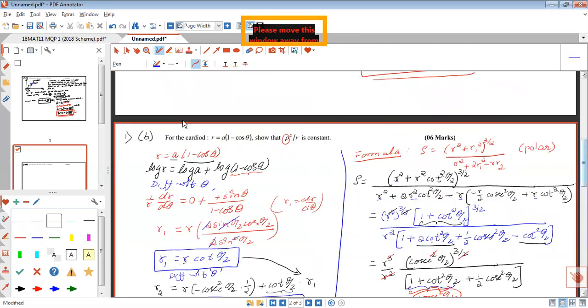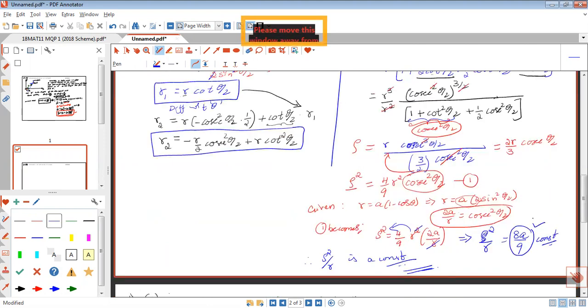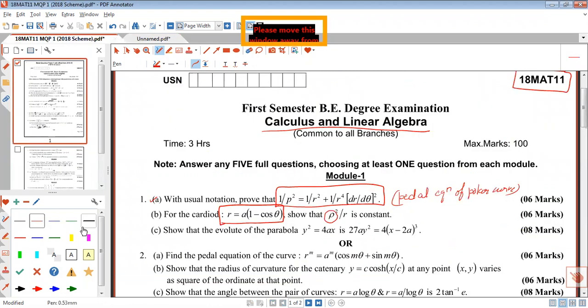Question number 2, for the polar curve r equal to a times 1 minus cos theta, we have proved rho square by r is a constant value. That constant is 8a divided by 9. Right. Next, come back to the third question, that is show that the evolute of the parabola y square equal to 4ax is 27a y square equal to 4 times x minus 2a the power 3.